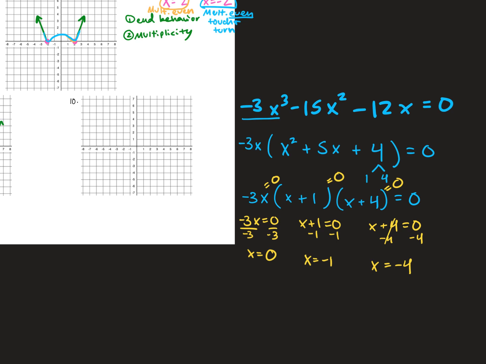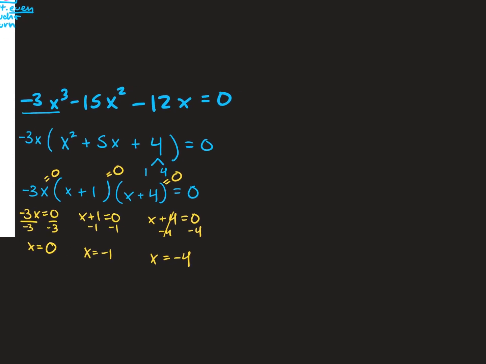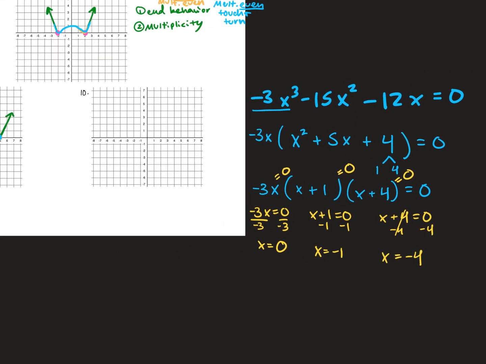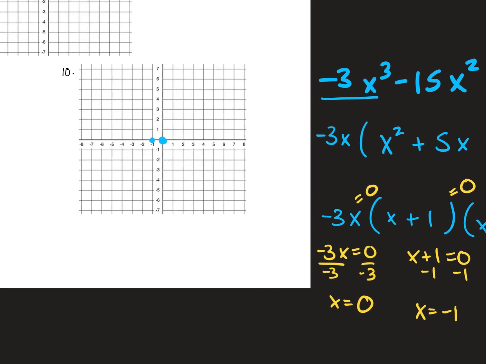Your GCF will not always be 0, because remember, if our GCF was just a number, it goes away. Like if we didn't have an x, let's say our GCF was just 3, and we set 3 equal to 0. Does 3 equal 0? No, so it would go away. So only when there's an x in it, it ends up equaling 0. All right, so let's put points at 0, -1, and -4.